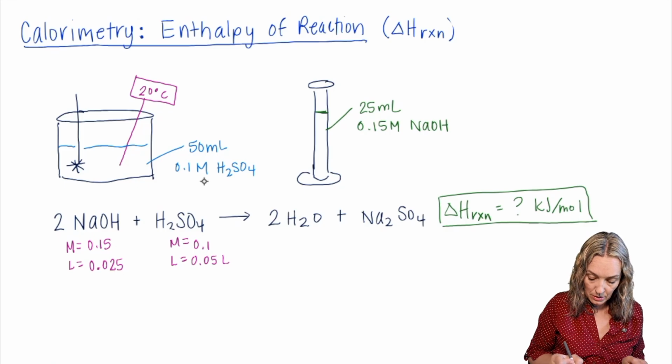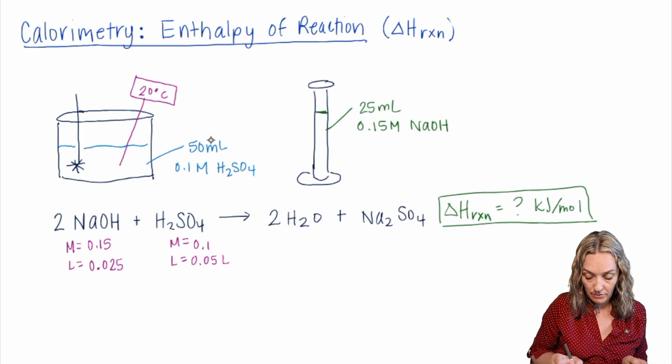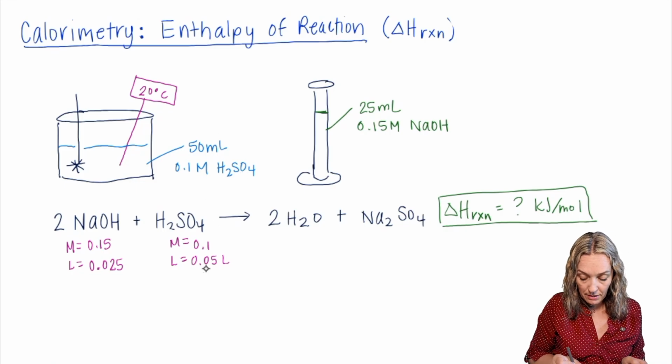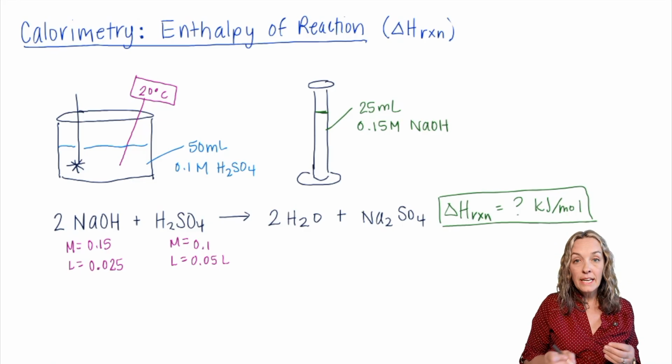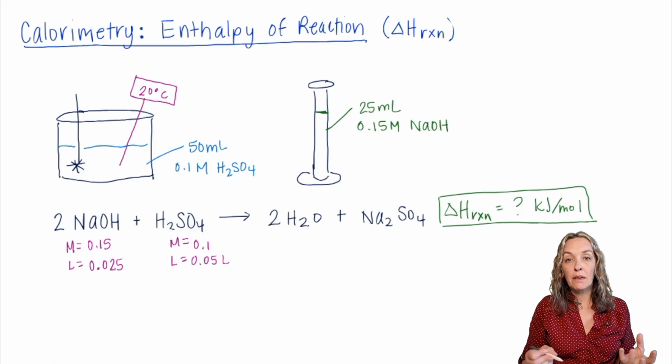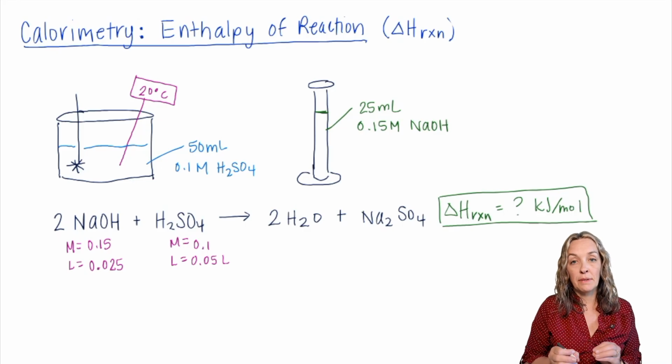Then I'm also starting with a 0.1 molar solution of H2SO4 and 50 milliliters of that. So I need to divide my 50 milliliters by 1,000 in order to get 0.05 liters. Now, notice that I know the amounts of both of my reactants. Thinking back to our stoichiometry, this means that we are going to need to determine the limiting reactant.